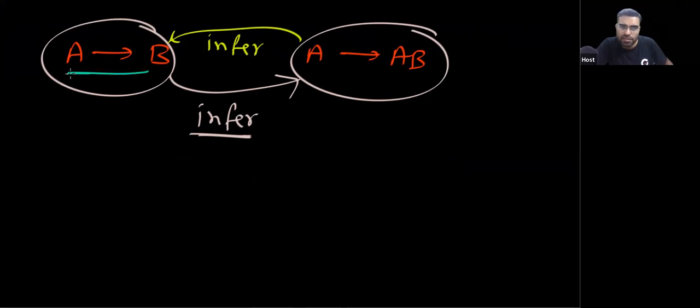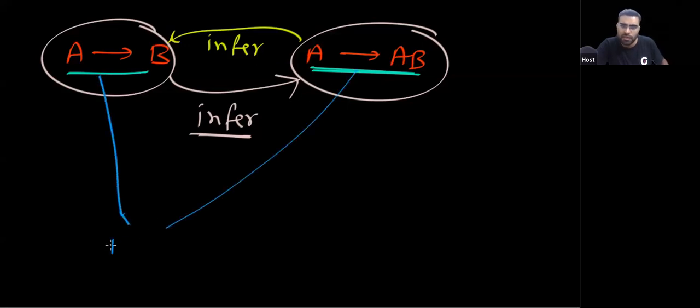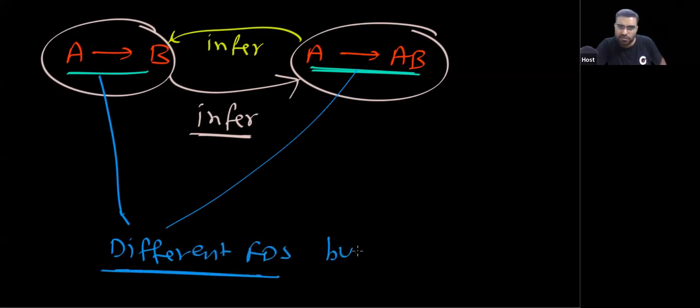They are different. This is A determining B. This is A determining AB. Yes or no? They are different. Do you understand? So remember, they are different, but they can infer each other. Is this clear? They are different FDs, but they can infer each other.